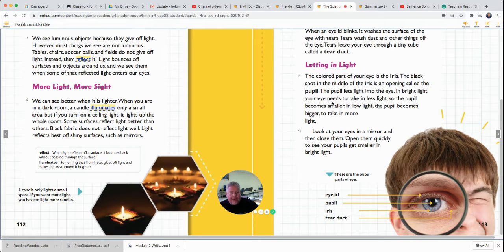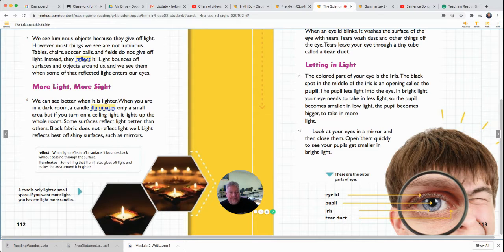In bright light, your eye needs to take in less light, so the pupil becomes smaller. In low light, the pupil becomes bigger to take in more light. Did you know that? So inside your eye, this black part actually gets bigger and smaller based on how much light you need. In a dark room, it's going to be really big, trying to find all the light it can. But if you're out in the bright sunshine, it's going to be smaller, so too much light doesn't get in and give you a headache.